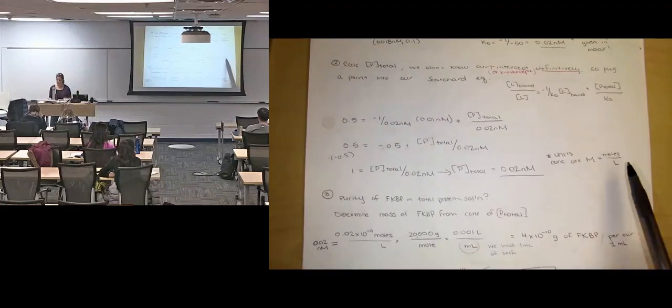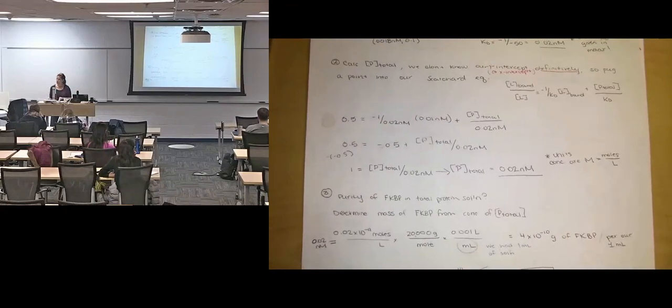We're talking about a concentration of total FKBP protein. Okay, remember that's the actual receptor that's being bound by the ligand in our Scatchard plot. So we're not looking at total protein, we're looking at that concentration of protein, and it's in moles per liter. That makes sense to us.